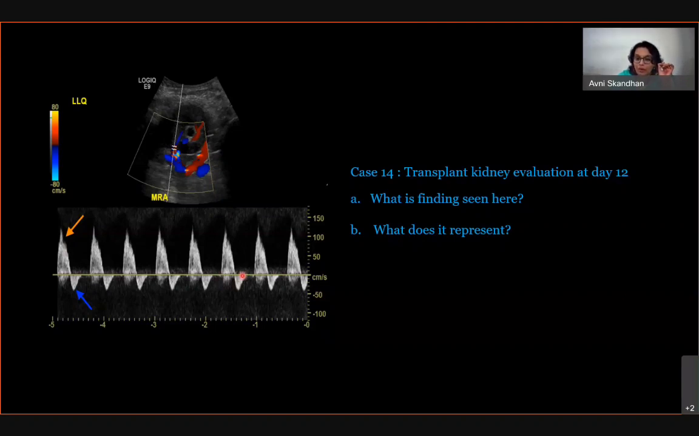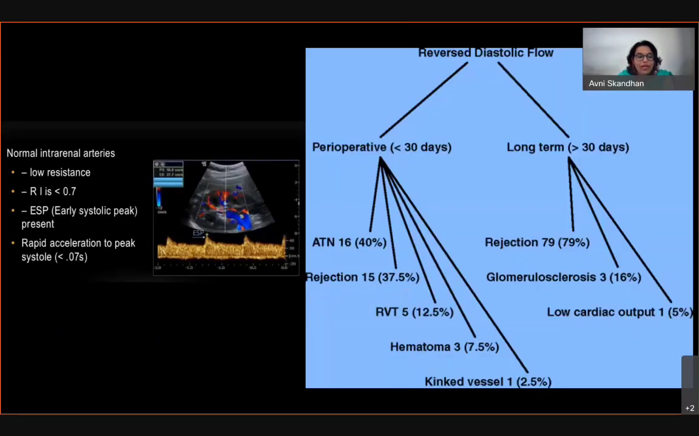So this is not the normal waveform. And most of you have given renal vein thrombosis as a diagnosis. That is one of the most important differentials for it. So this is a normal renal waveform. You have a low resistance flow. So yes, you're right in saying it's high resistance.